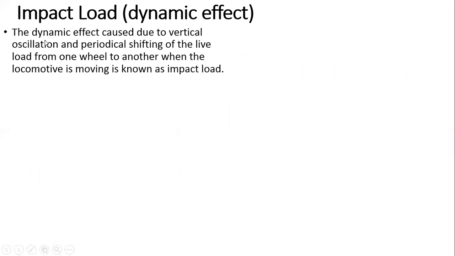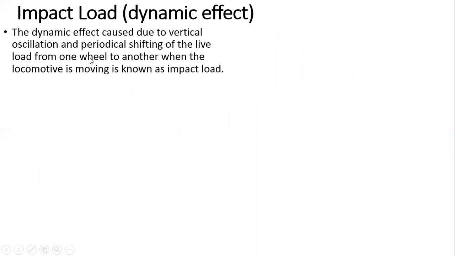Now come to the impact load. Impact load means the dynamic effect caused due to vertical oscillation. When a train is passing over the track, there will be vertical oscillations. So when oscillations are there, we have a dynamic or impact type of load. So we have to account for that load.